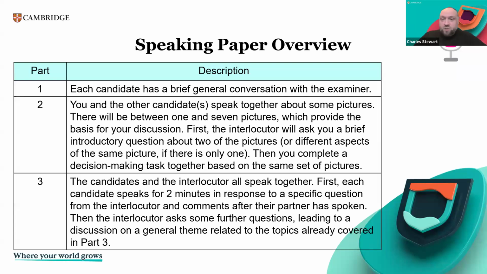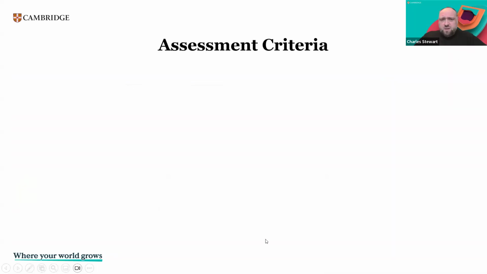It is part two. Absolutely. Typically, with part two, because there are a couple of different aspects to this task, it can be a bit tricky. Also, candidates find part three from time to time quite challenging as well.